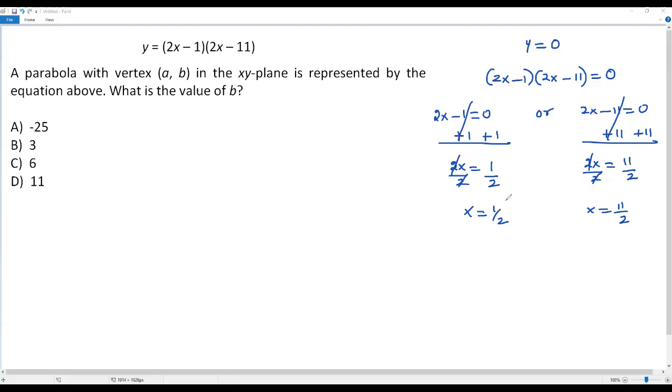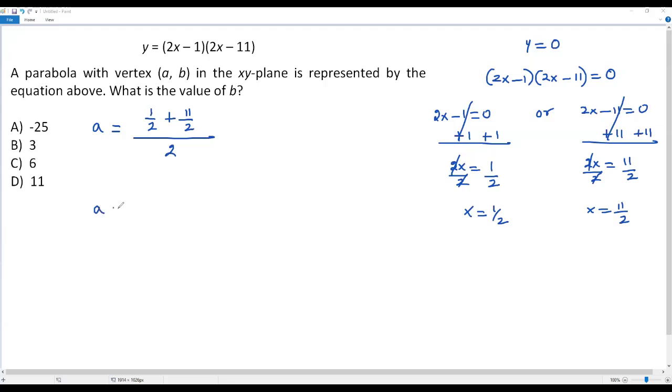Whenever I know the x-coordinates of the two x-intercepts of the parabola, I'll be able to get the x-coordinate of the vertex, a, by finding the average of the two x-coordinates. So now the value of a, that is the x-coordinate of the vertex, equals the average of the x-coordinates of the two x-intercepts. To get the average of these two values, I have to add the two values and divide by 2.